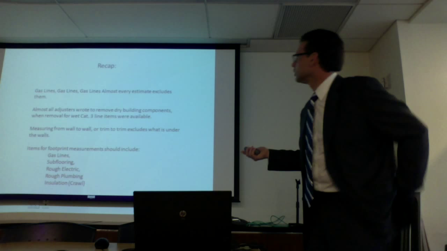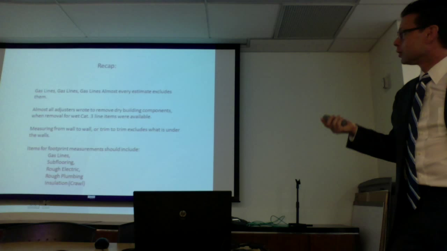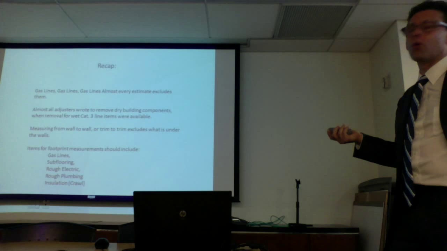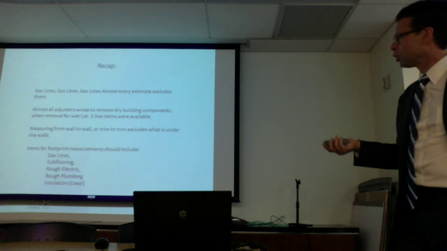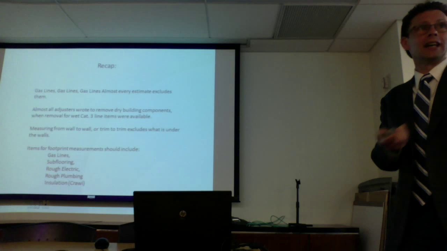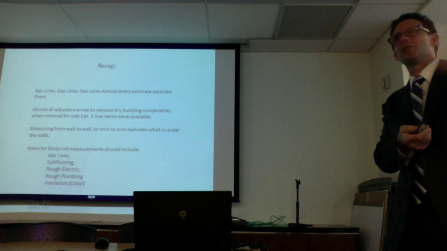Almost all adjusters wrote to remove and replace or remove dry building components. Almost all adjusters measured from wall to wall or trim to trim, and they excluded what's under the walls. Items for footprint measurements should include gas lines, subflooring, rough electric, plumbing, insulation in a crawl space. If you see insulation in a crawl space and you see a picture and it's like this much room, Xactimate has a line item for confined spaces. It's a fraction of what it actually costs.